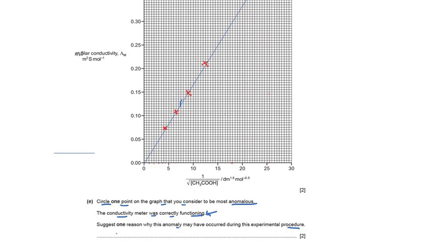the concentration of the solution is not made correctly. So what you can either write is that the concentration of the solution is not made correctly, or you can say the dilution of the acid is not done correctly. So concentration of acid is not made or prepared correctly. Now that is the answer. Or you can say the dilution of the solution is not done correctly.